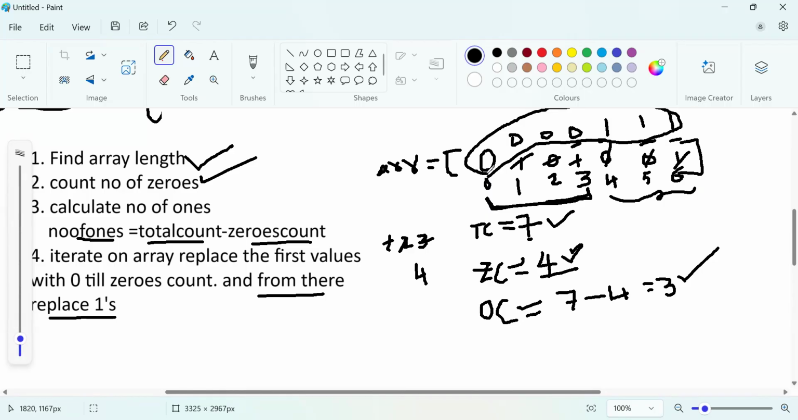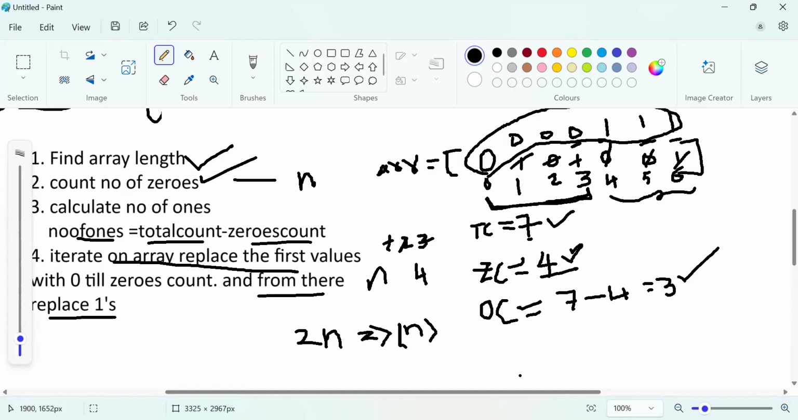I hope this approach is clear, guys. This is a basic approach where the time complexity is as follows: to count the number of zeros we traverse the array n times, and to replace also we take n. So it will be 2n, which means in total it will be big O of n. I hope this approach is clear.